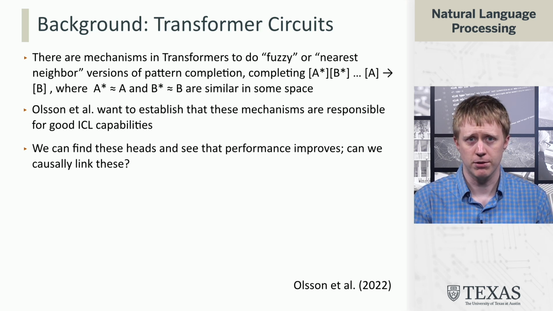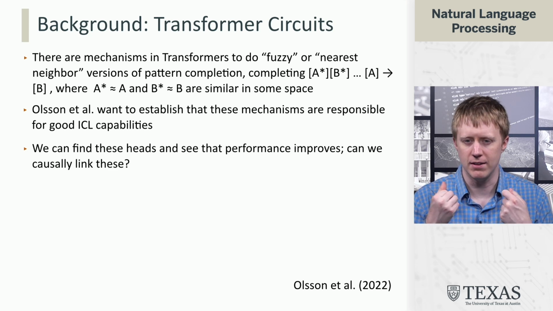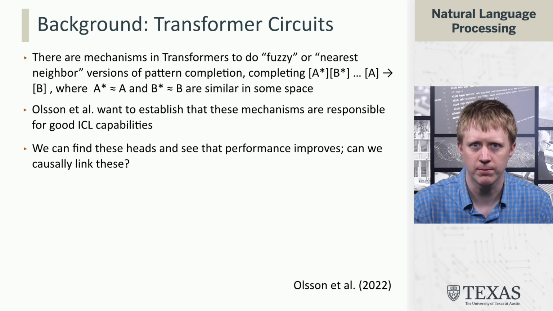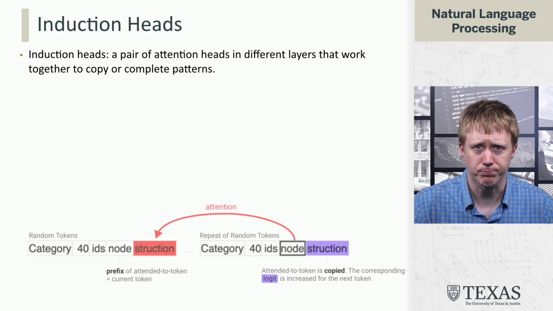There's work by Catherine Olsson et al. that looks at trying to understand how mechanisms like in-context learning emerge based on the capabilities of transformers to do pattern recognition. What they're trying to do is establish a causal relationship between the emergence of attention capabilities and the ability to do in-context learning. So let's take a look at their experiment.